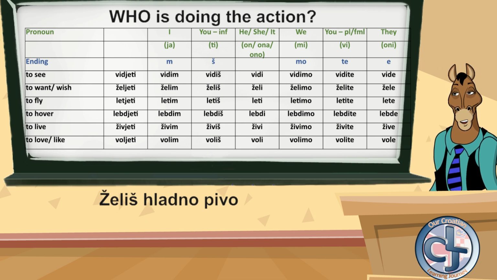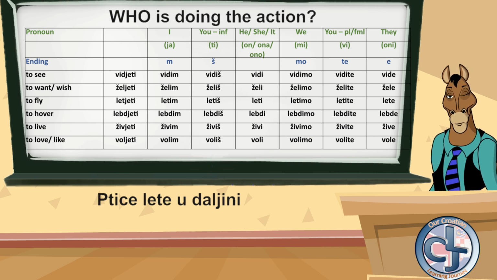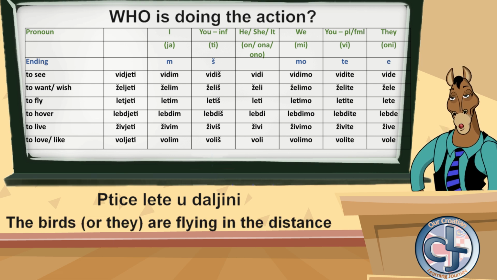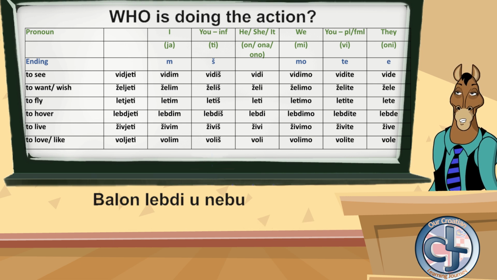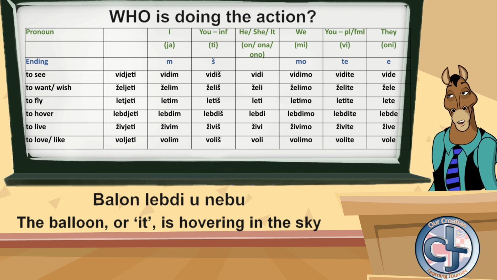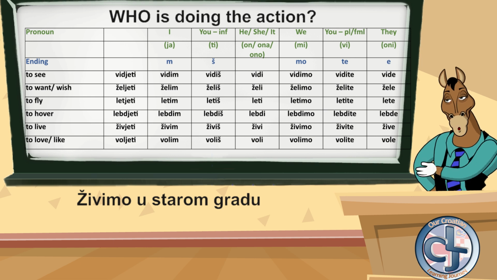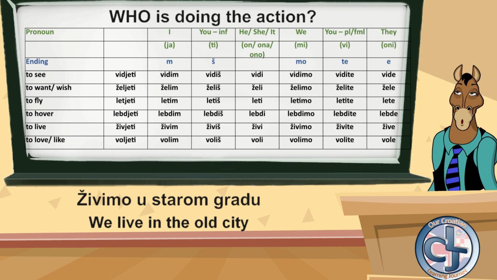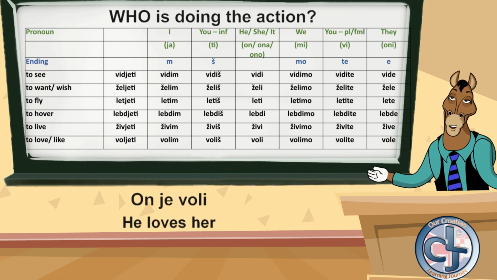Želiš hladno pivo. You want a cold beer. Ptice lete u daljini. The birds, or they, are flying in the distance. Balon lebdi u nebu. The balloon, or it, is hovering in the sky. Živimo u starom gradu. We live in the old city. On je voli. He loves her.